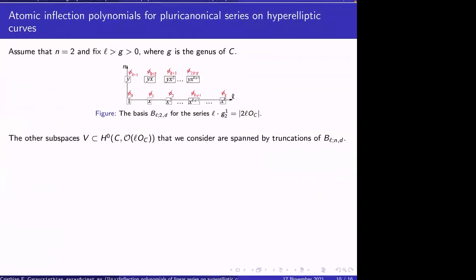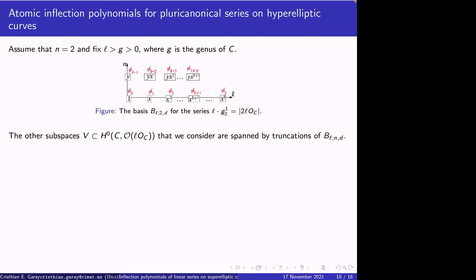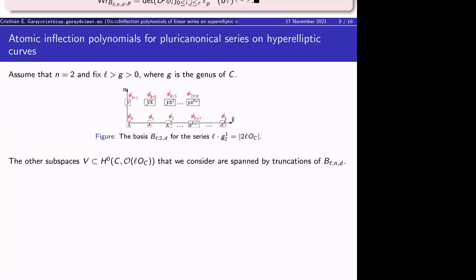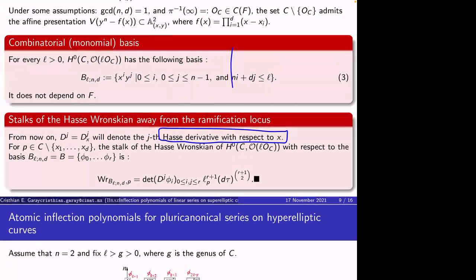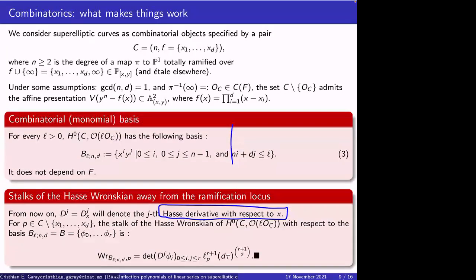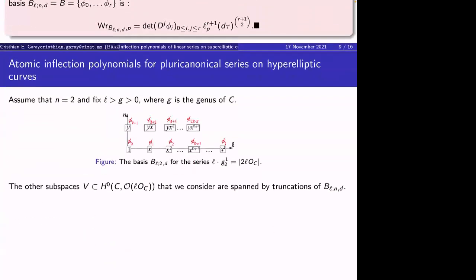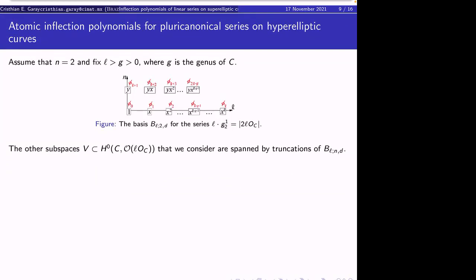And now let me give you a concrete example of what happens in this case. Let me give you a pictorial expression of this basis for the case n equals 2, right? This particular combinatorial basis when n equals 2. So when n equals 2, you also fix the genus of your curve, which of course depends on the number of ramification points that you take, which is d.